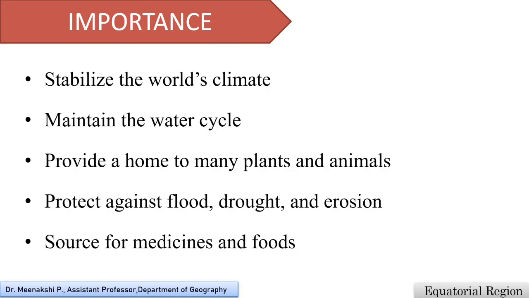It is also called as lungs of the planet for their role in absorbing carbon dioxide, a greenhouse gas, and increasing local humidity. It also plays a main role in protecting against flood, drought, and soil erosion. And much of the medicines for the world's deadly diseases are acquired from the equatorial rainforest. While rainforest may seem like a distant concern, these ecosystems are critically important for the continuous survival of human beings.